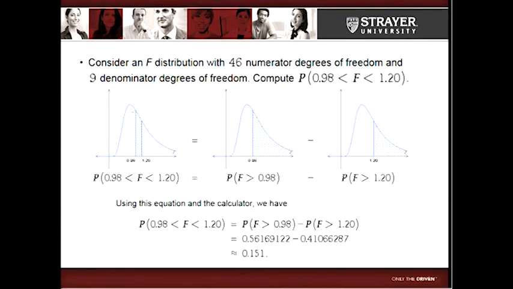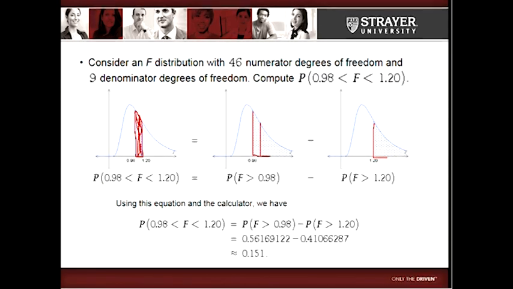So now, just like we did with the z-scores, the normal distribution, we are actually looking for this little section between 0.98 and 1.20. We want to know the proportion of the whole graph that falls into this category. Well, since the F distribution is right-tailed, we have to divide this picture up into two right-tailed pictures. So here's 0.98 and above, and here's 1.20 and above.